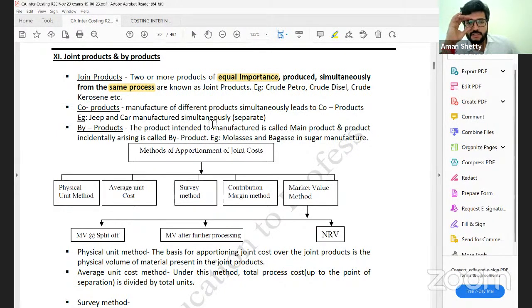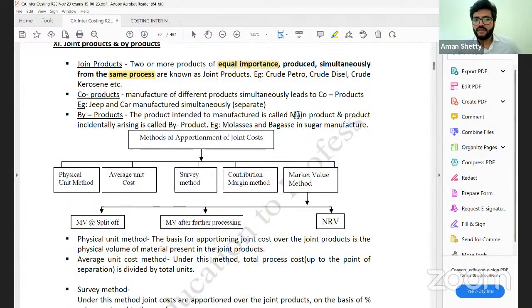That is co-products. Whereas byproduct, obviously it is from the same process, but the main intention is not. It is produced incidentally. Remember, the product intended to be manufactured is called main product, and the product incidentally arising is called as the byproduct. Example, molasses and bagasse in sugar manufacture. Okay. Methods of apportionment of joint cost.